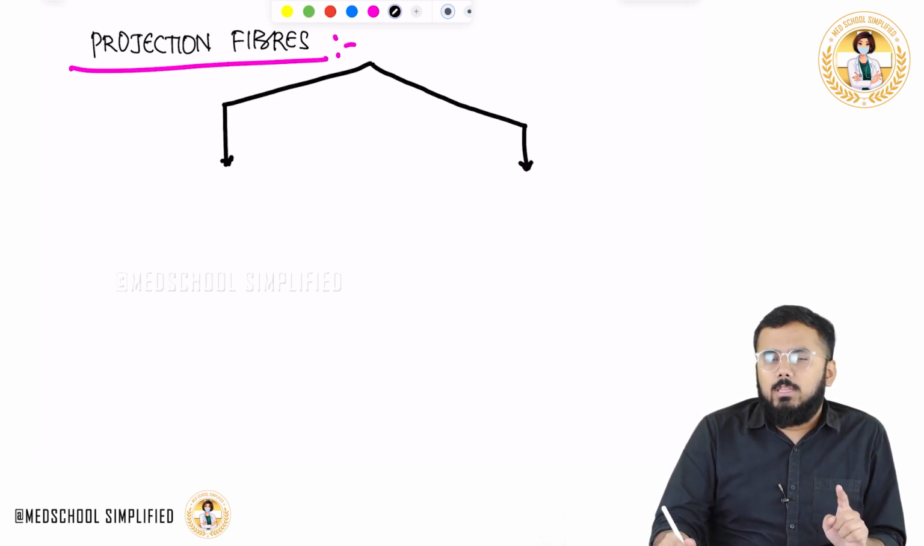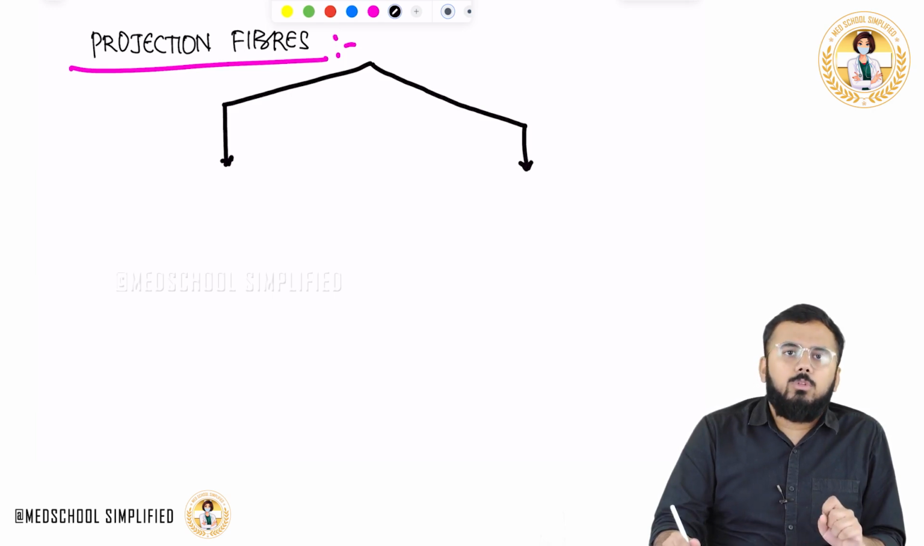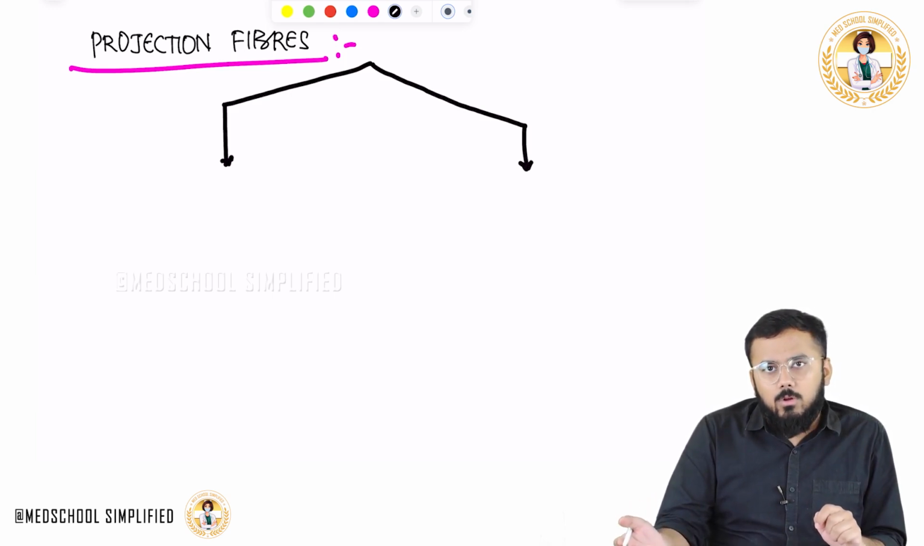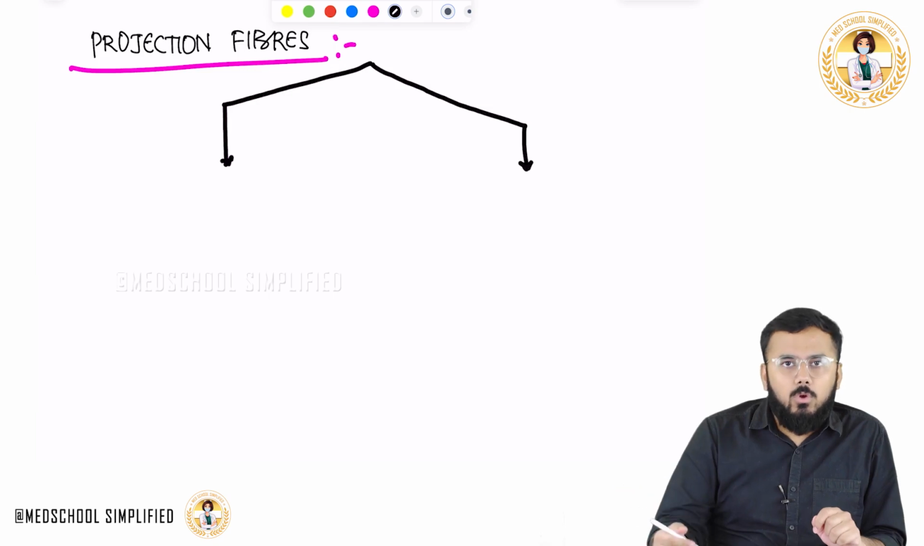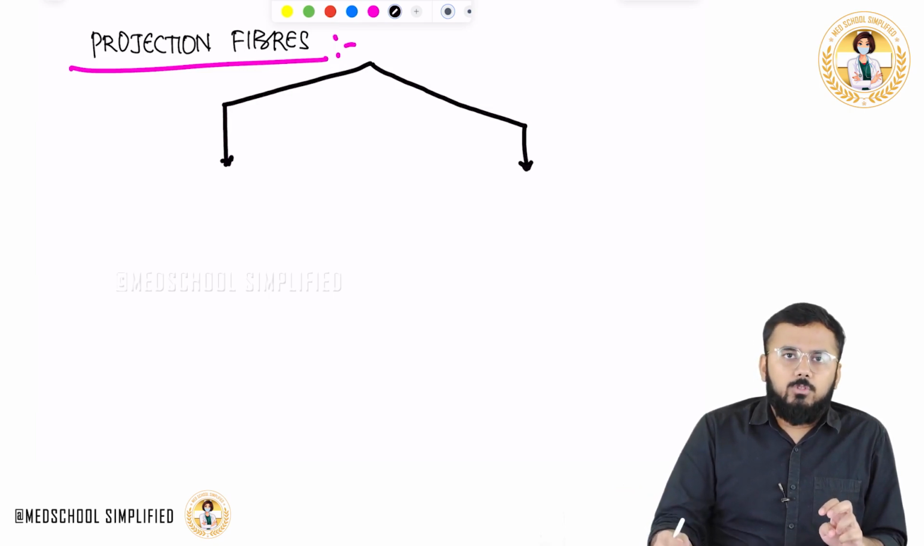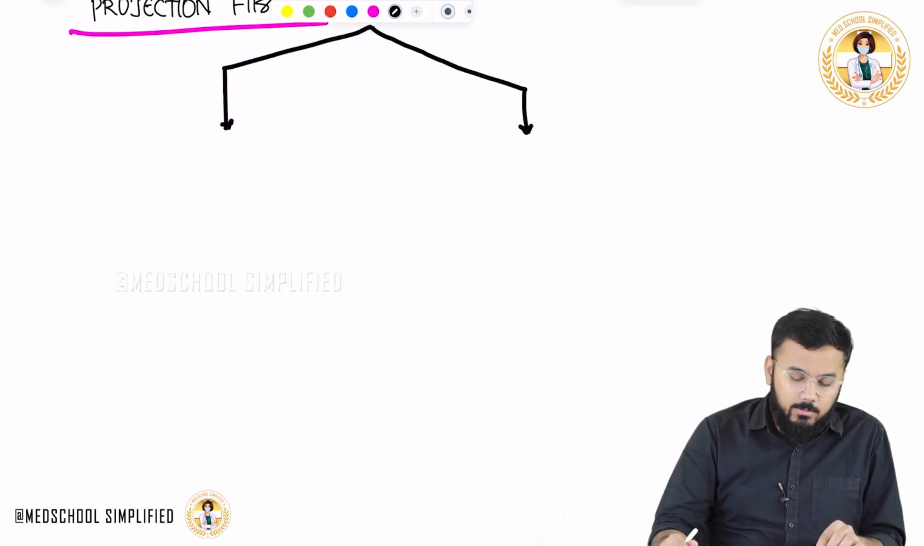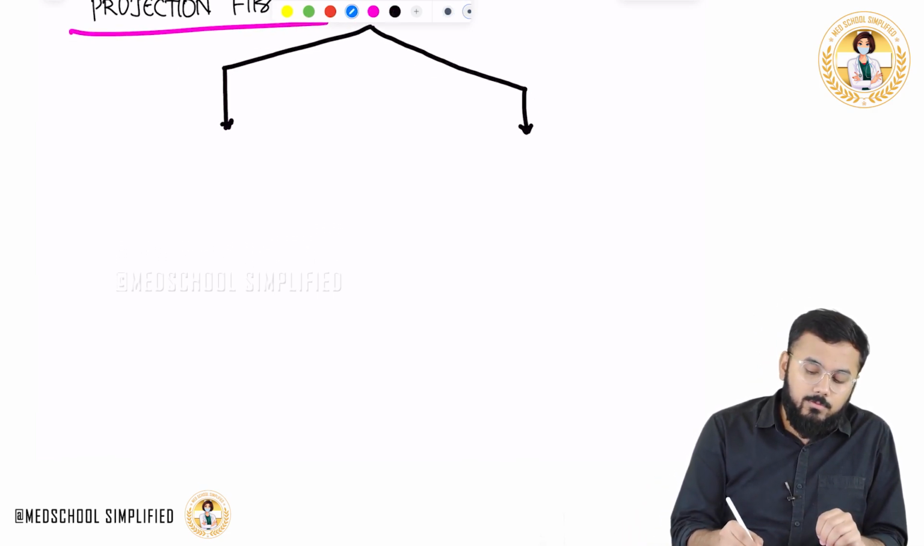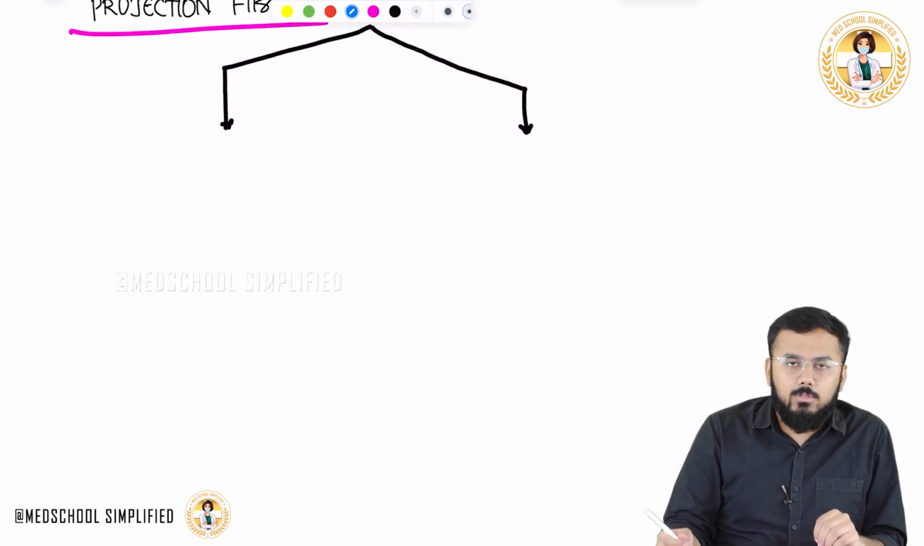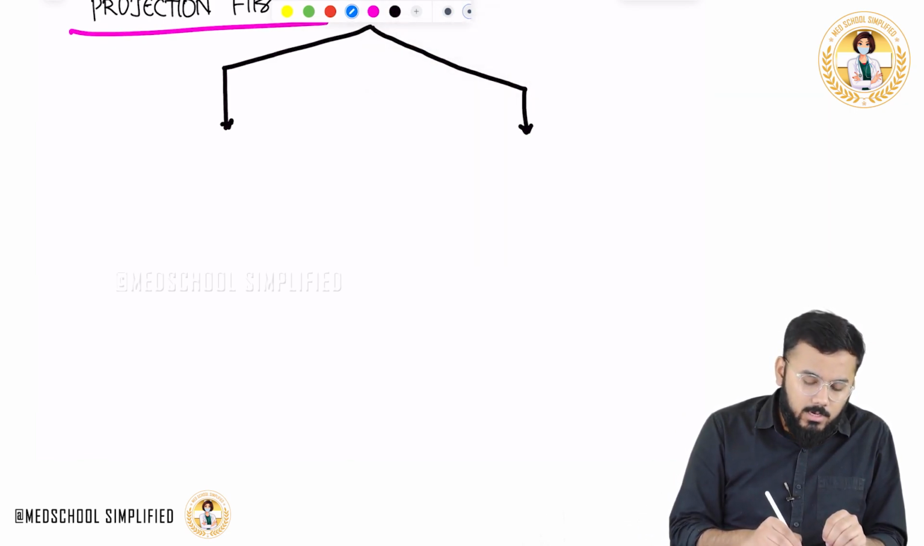From the cortex, there are some fibers going down to the spinal cord. From the spinal cord, there are some fibers going up to the cortex. So there are only two types of projection fibers. Fibers which are going down are called descending fibers. I will draw the pictures, don't worry. Fibers which are going up are called ascending fibers. So projection fibers are basically of two different types.